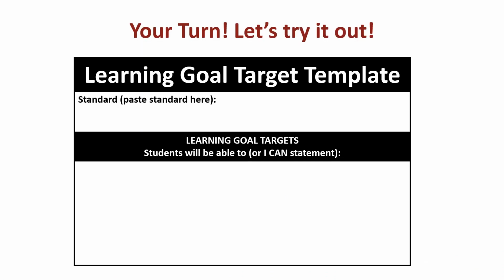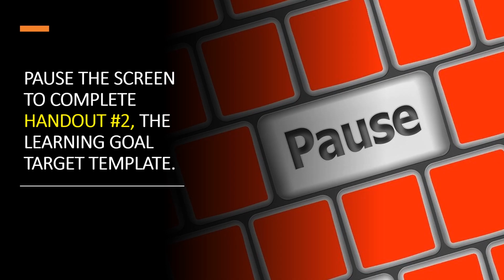Okay, you guys have come a long way. Let's practice what you have learned so far. Now you are going to pause your screen and you're going to take out handout number 2. On your own or with your thought partner, choose a standard from handout 1 or choose a content level standard that is not listed to work with. If you need assistance, remember you can always rewind to the previous slides.